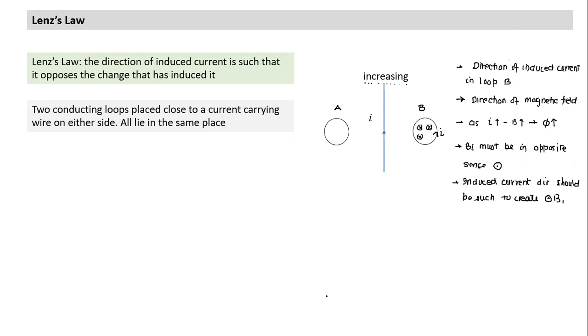Now, Gayatri, can you tell me how to find the direction in a similar way? Can you tell me for loop A? Step by step, same method, one by one. I want to find the direction of induced current in loop A now. Have you followed these steps here, all the logical steps? Not clearly, sir. Okay, not clearly.